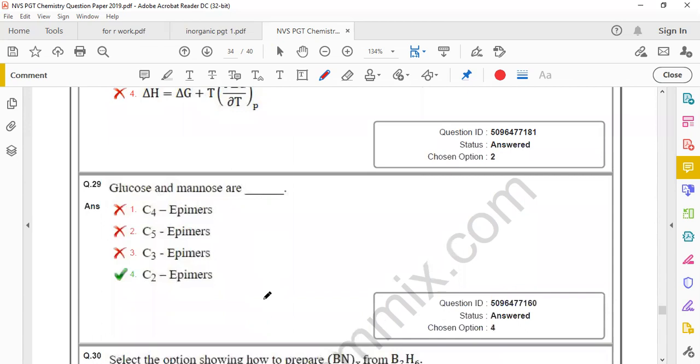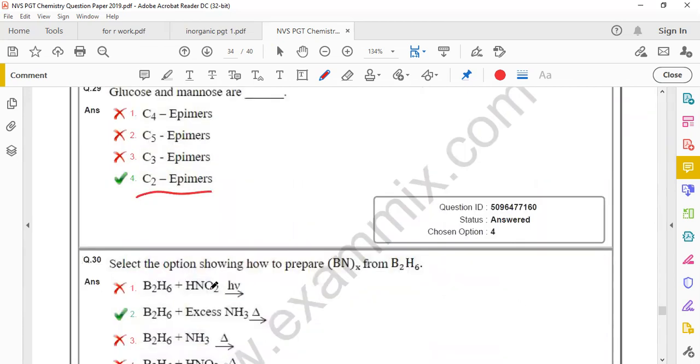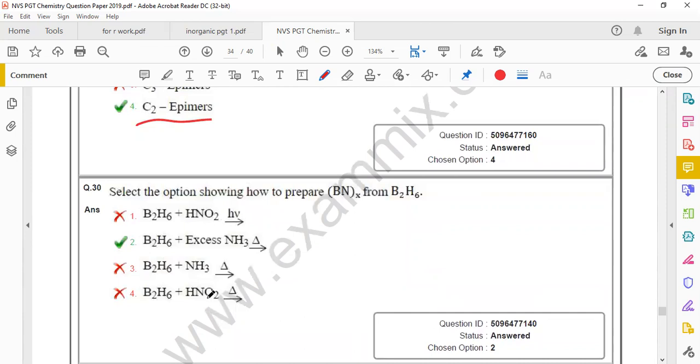Next question is, glucose and mannose are C2 epimers. Next question is, select the option showing how to prepare BNX from B2H6. BNX we will prepare from B2H6, diborane. So the right answer will be by excess of ammonia. If we heat diborane in excess of ammonia, we will get the BNX product.